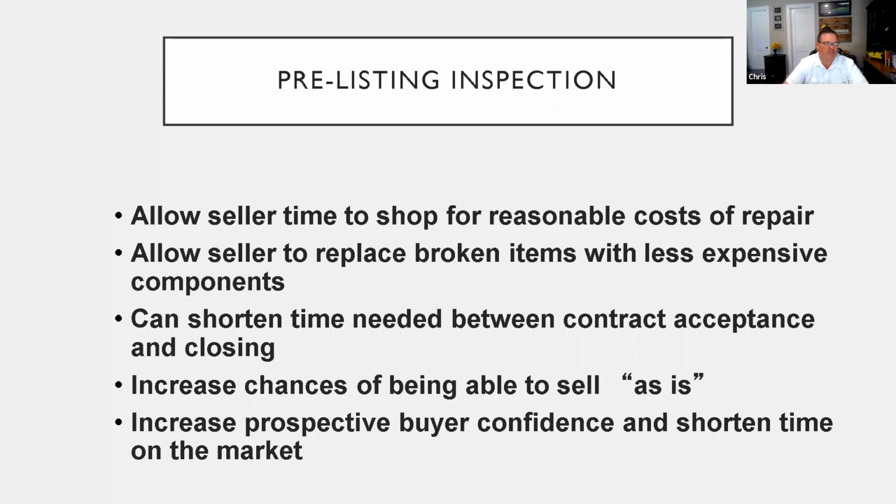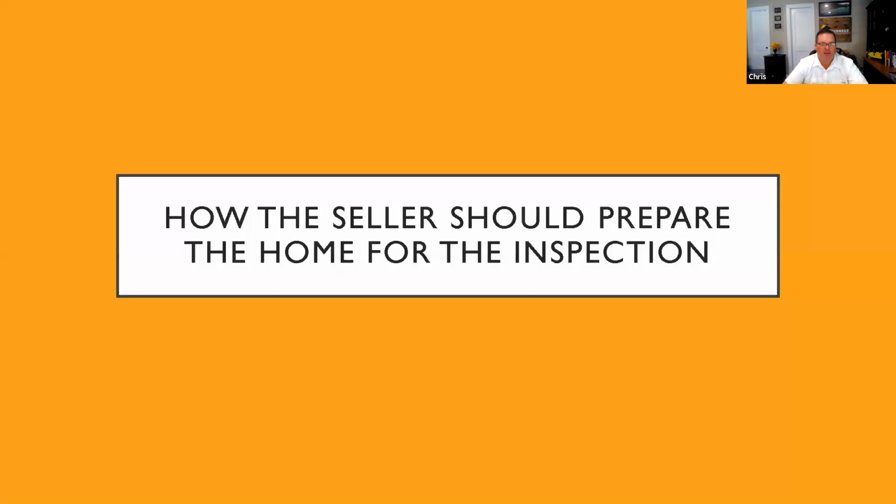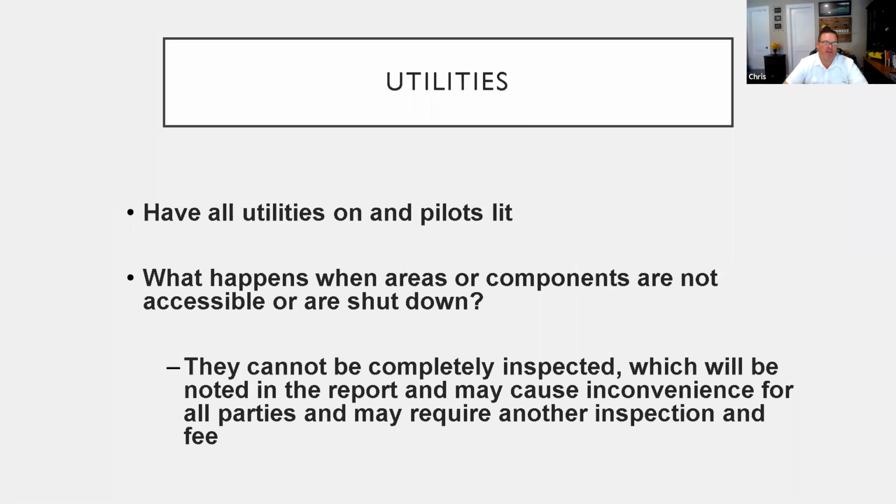So we don't see a whole lot of them. So how should the seller prepare the home? They need to have all the utilities on and the pilots lit. The number one reason that we have to go back and do re-inspections and that contracts are extended is because of utilities.